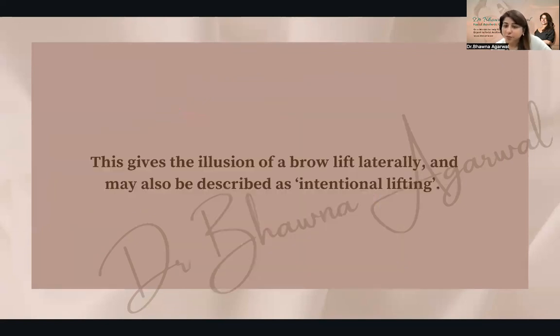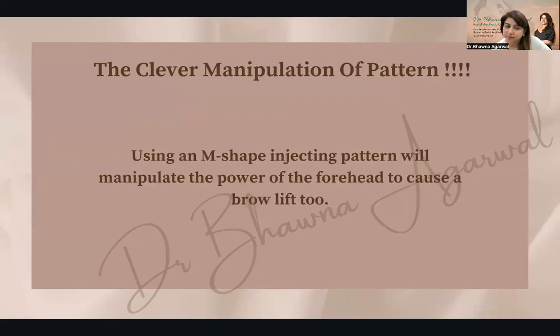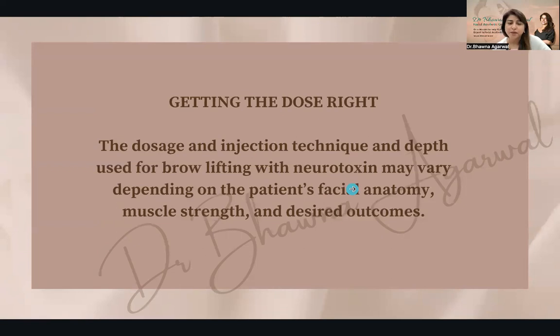Now, once injected using this method, it gives an illusion of a brow lift laterally, and it can be described as intentional lifting. Now, by clever manipulation of pattern, we mean that using an M-shaped injection pattern will manipulate the power of the forehead muscle, the frontalis, to cause a brow lift. That is, choosing the injection points in such a way that laterally we have just 1 or 2 points, and medially we have more concentration of points.